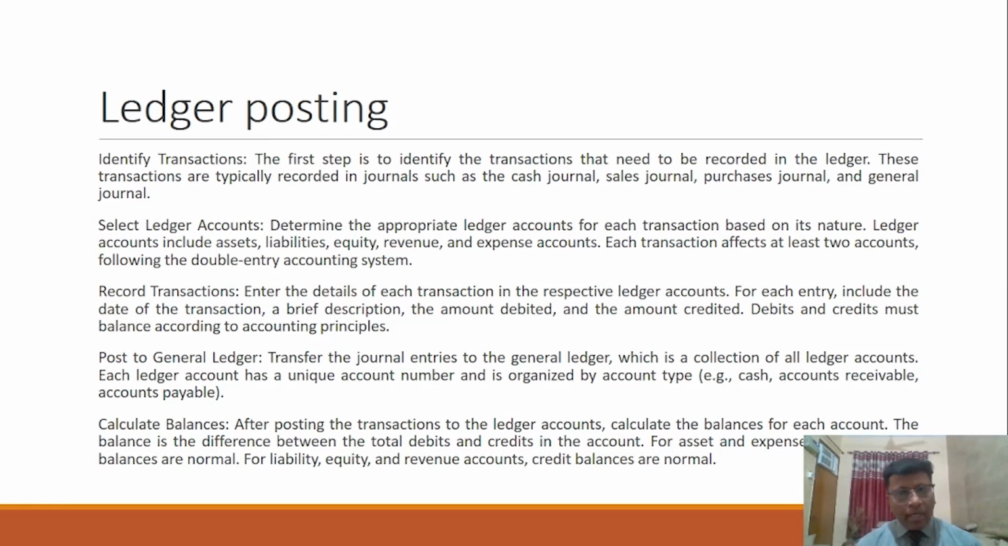So at the end of the year, you have to take the totals and monitor exactly what the balances of the different accounts are. So you have to calculate the balances of the different accounts which are maintained in the ledger. After posting the transaction to the ledger account, you can read it and calculate the balances for each account. The balance is the difference between the total debit and credit in the accounts.